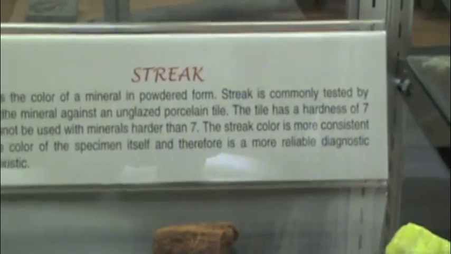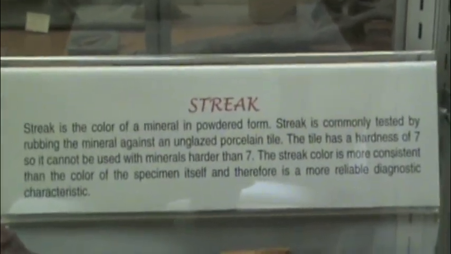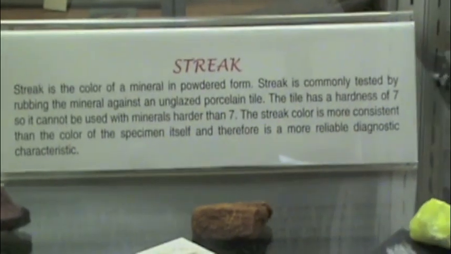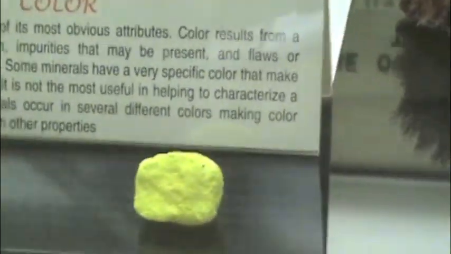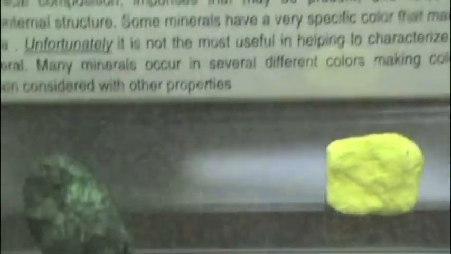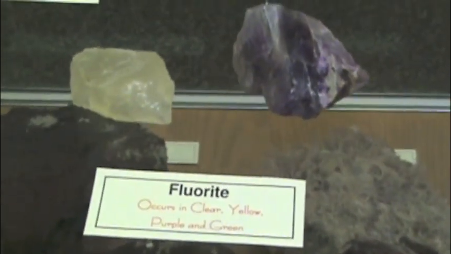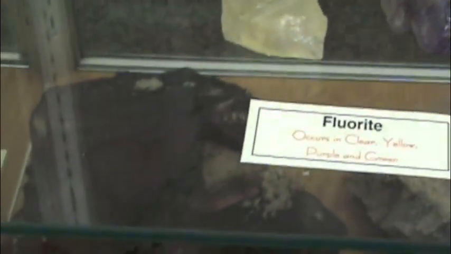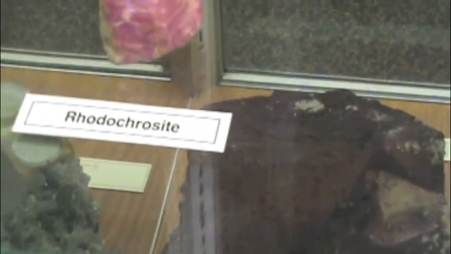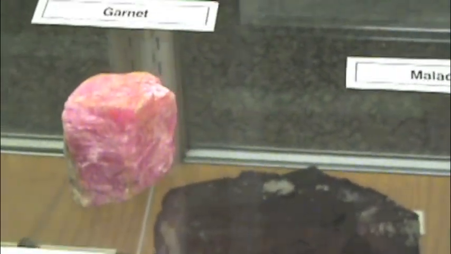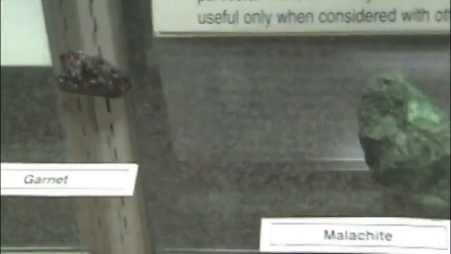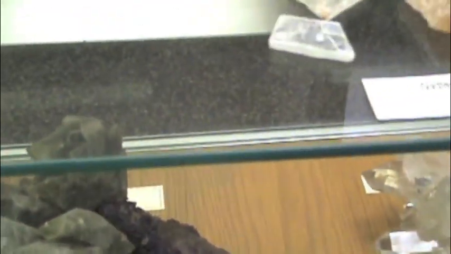We talked about streak. So streak is the mineral in a powdered form. Here, take a look again at the color. I believe you have a question on this, so I'll try to get closer so you can see the mineral names. There's sulfur. There's fluorite. A couple different samples there, huh? Rhodochrosite. Garnet.